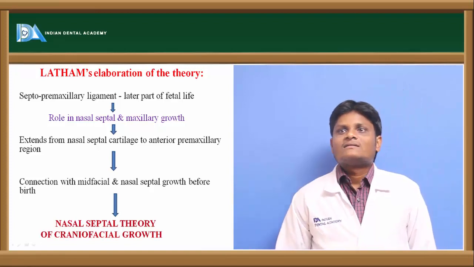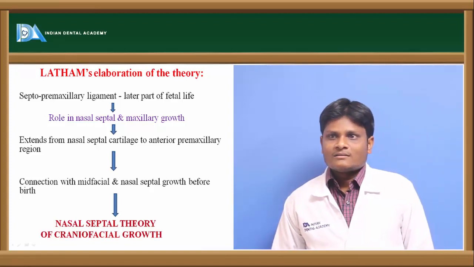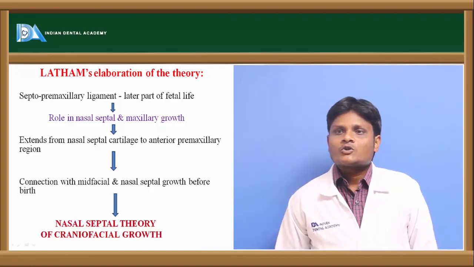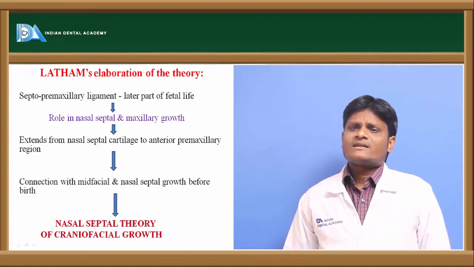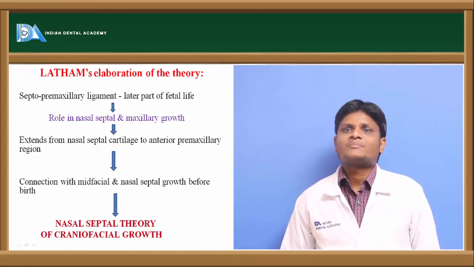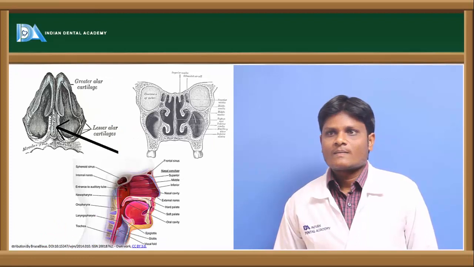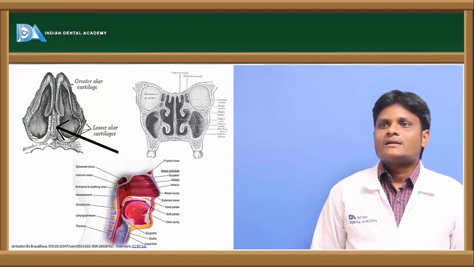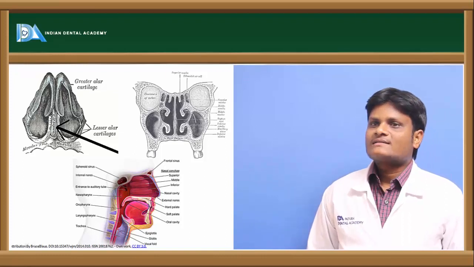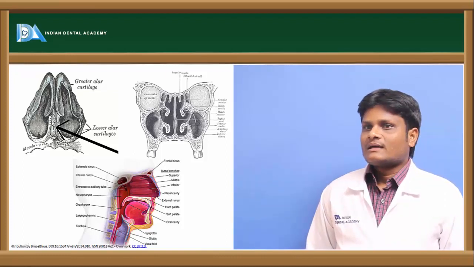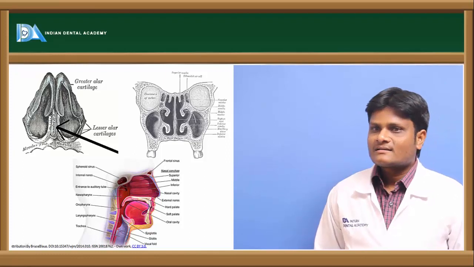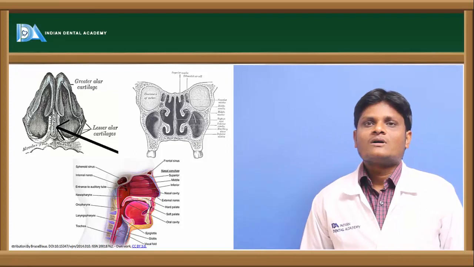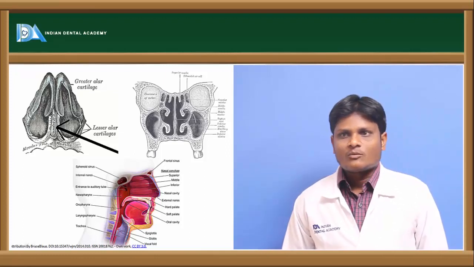Here, the septopremaxillary ligament along with the nasal septal cartilage determines the growth of the nasomaxillary complex. This is taken as the nasal septal theory of craniofacial growth. So this is the image. You can clearly identify the turbinates, the nasal septal cartilage, and the greater and lesser alar cartilages. These cartilages grow and in turn are responsible for growth of the nasomaxillary complex.